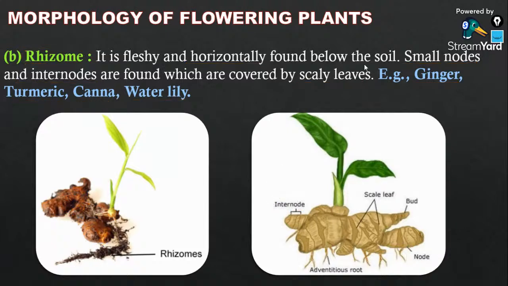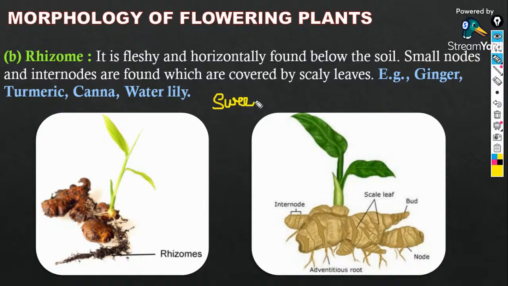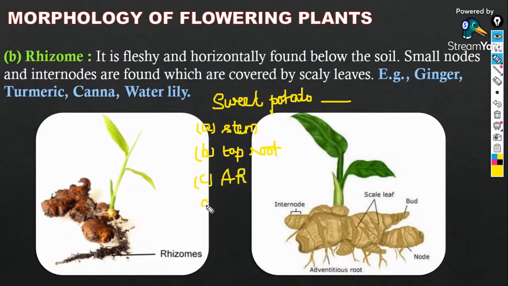Guys, can I ask you a small question, everybody? Sweet potato is a modified dash. Option A, stem. Option B, taproot. Option C, adventitious root. Option D, leaf. Check the answer correctly.